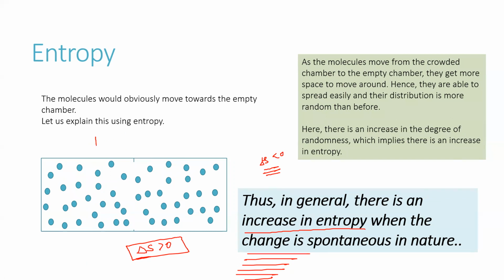For example, when we talk about ice, if you keep it at room temperature, what will happen? It will automatically melt and form water. The reason behind this is that ice is less random in nature, and water molecules, since they are more spread, are more random in nature. So the entropy of ice is lesser than the entropy of water. Hence, overall, there would be an increase in entropy, which makes this process spontaneous in nature.